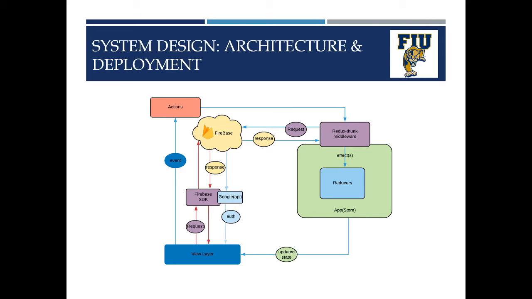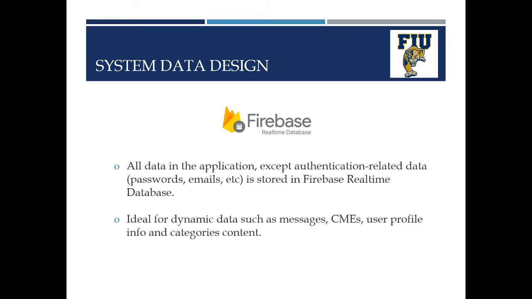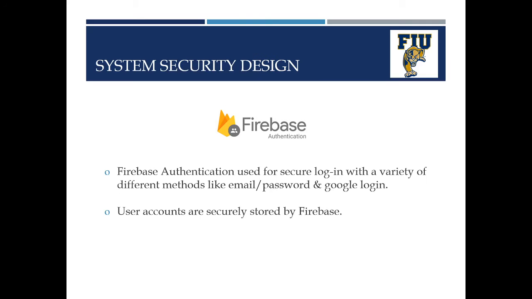Now here's the system design and architecture for our project. The view layer is mostly managed by React Native, and we have Redux Thunk middleware in order to manage the connection between that and Firebase, which is our backend. We use Firebase real-time database, as well as Firebase login and Google login. System data and information, such as users created, all-in users in the chat, category content, and any other type of stored data except login information, is currently stored with Firebase real-time database, which is Firebase's dynamic NoSQL database. It's ideal for dynamic data such as messages or the CMEs, which can change often.